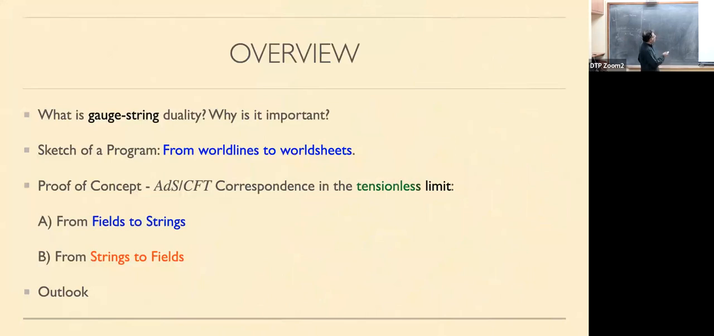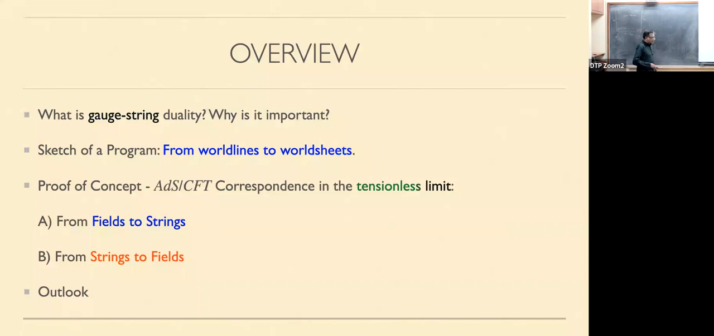So the plan is that this is the part that I think I can go very quickly over, but I'll try to spend some time drawing some pictures and trying to explain an approach to understand gauge string duality in its nuts and bolts. In particular, I'll try to describe a special limit of the AdS/CFT correspondence where one can try to make very precise sense of this correspondence, a way to go from the field theory description to the string theory description, and vice versa.